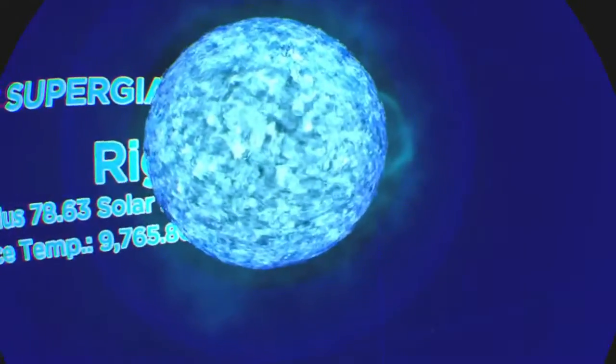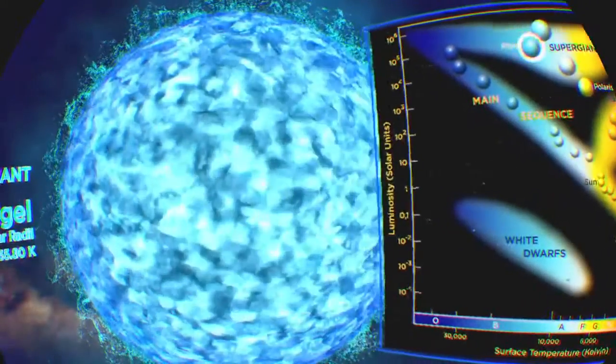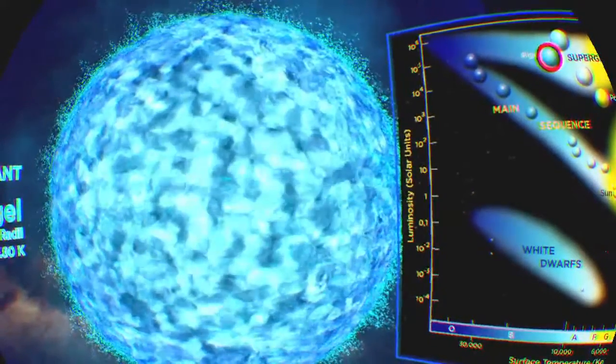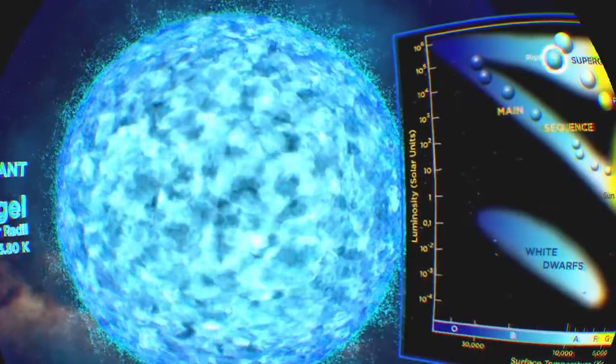Rigel is a blue-white, B-type, bright supergiant. Its mass is about 18 times that of the Sun, and its luminosity calculated to be anywhere between 40,000 and 360,000 times greater. Stars like Rigel are rare and short-lived, but their immense brightness makes up for their scarcity, and they are well represented among stars visible to the naked eye.